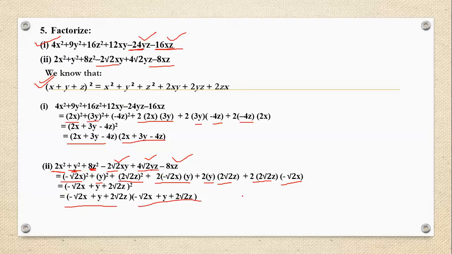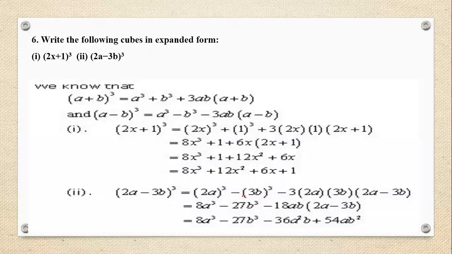Now next we have question number 6. This is about the expansion, and you can see here we have expanded it according to the identity a plus b whole power 3. So this is the RHS side of a plus b whole power 3.